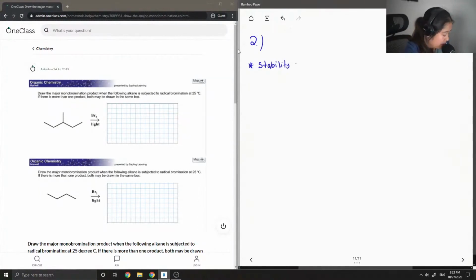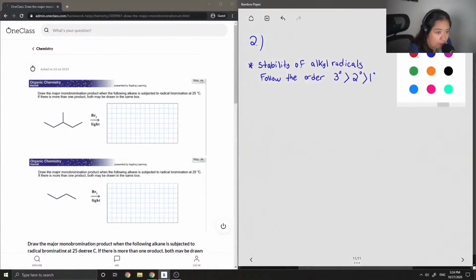So basically, the stability of alkyl radicals depends on how many carbons are attached to the carbon that contains the radical. So basically, they follow the order. When you have a 3-degree carbon, it's going to be the most stable. So it's when the carbon that has the radical is attached to 3 other carbons. So 3 is greater than 2 degrees, which is greater than 1 degree.